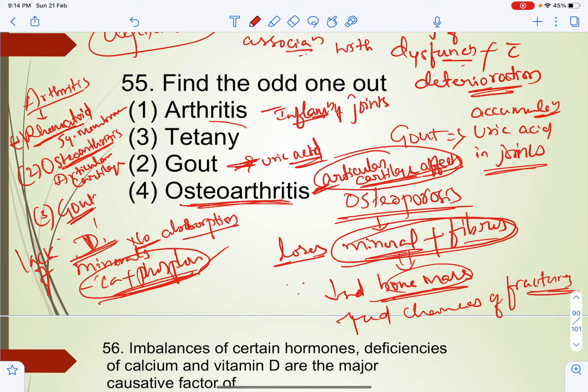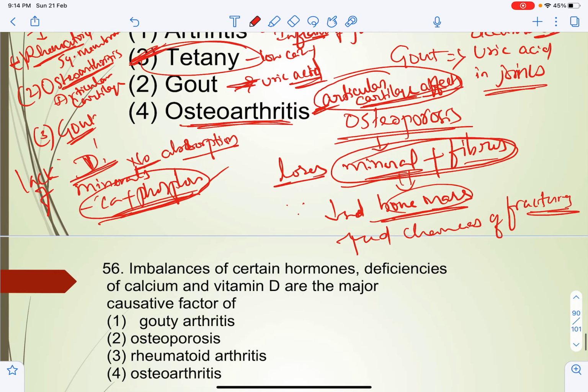So tetany, we know that is rapid spasm due to low calcium, and so this is the odd one out. So in the options, we can take that tetany.